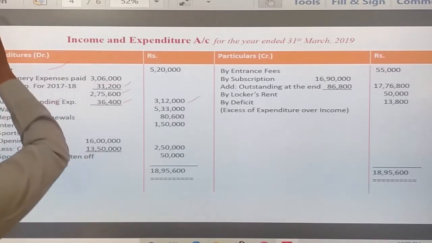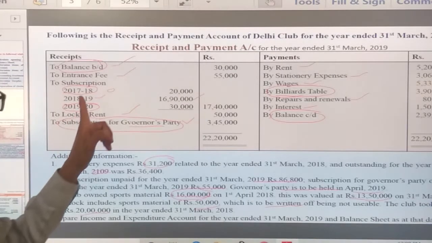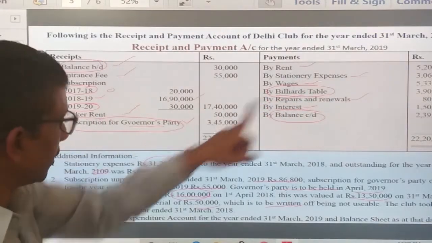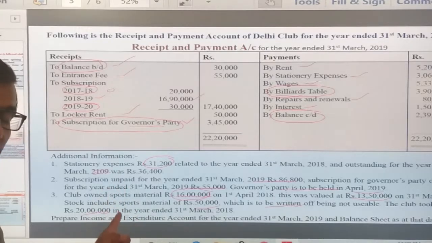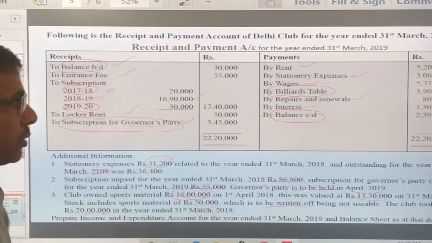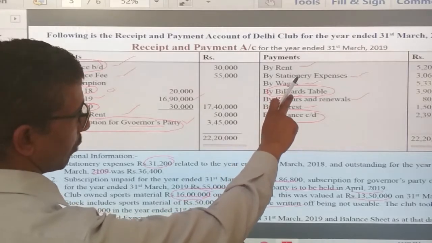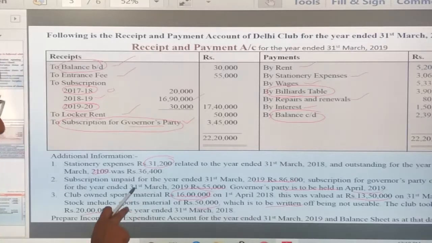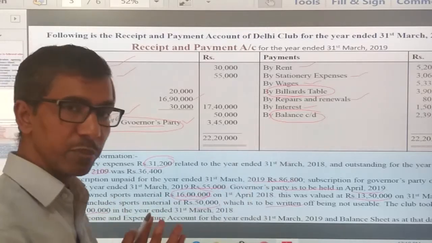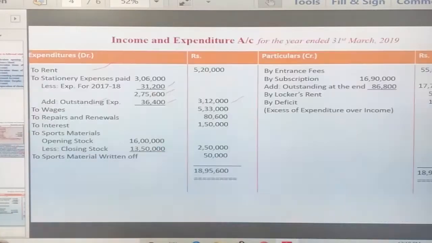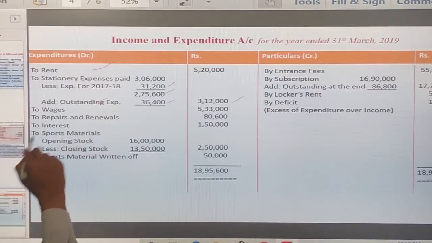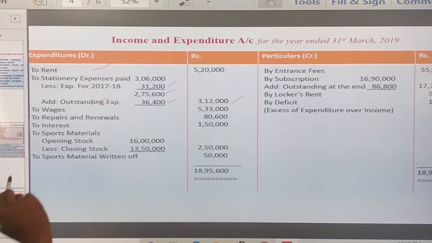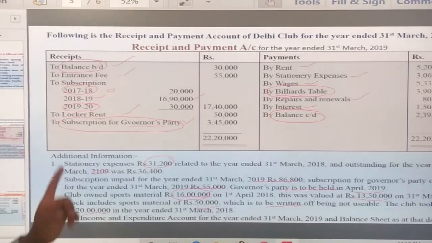After this, in this question, wages is given. Wages 5,30,000, 33,000. No additional information is given, as it is we have to show on debit side. Billiards table will not come here. Repairs and renewals, no information is given. So this also we have to show on debit side. Interest, no additional information is given. That also we have to show on debit side in this way. Wages 5,33,000. Repair and renewals, 80,600. Interest, 1,50,000. After this, sports material.